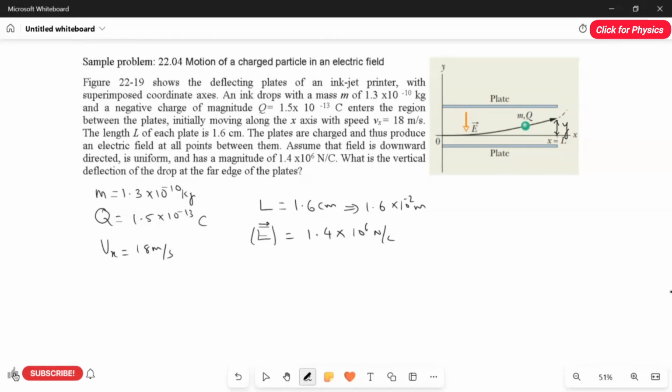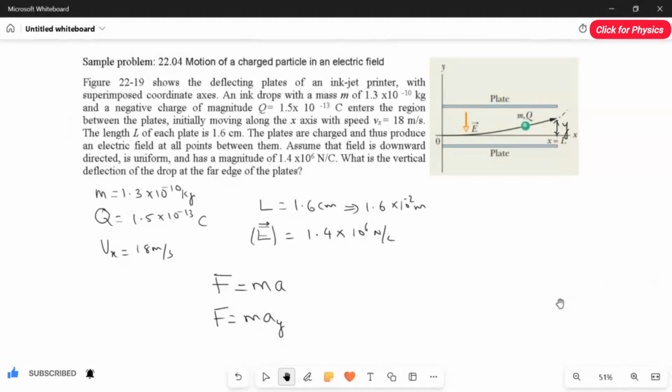So we have to find the deflection height, which is the y value, the vertical deflection. For that, we have to use Newton's second law. What is Newton's second law? F equals mass multiplied by acceleration. Here this droplet has acceleration in the direction of y, because it is deflected towards the plate, so we have to represent this acceleration in terms of the y-axis. By that we can write F equal to mass multiplied by the acceleration along the y-axis.